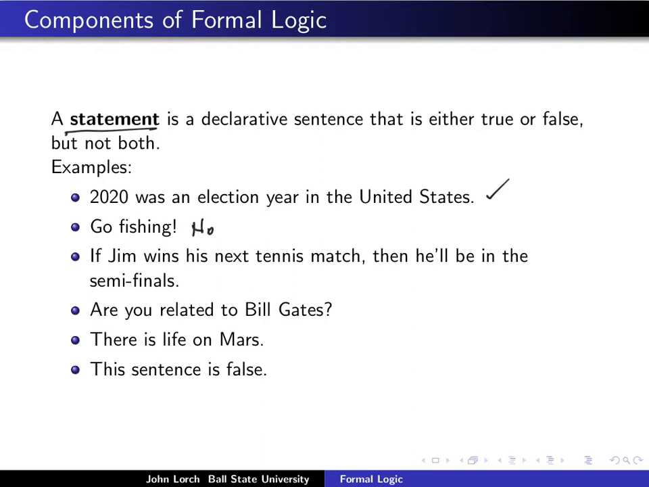Next, we have, if Jim wins his next tennis match, then he'll be in the semifinals. Well, that's something that's true or false. It's a declarative sentence, and so this is a statement as well. In fact, it's a special type of statement called a conditional statement. It's something that involves an if and a then. It would be unjust, for instance, if Jim really did win his next tennis match and he didn't go to the semifinals, then that would be a real problem. We'll talk about that a little bit later.